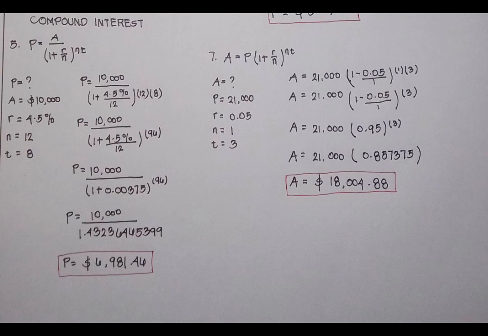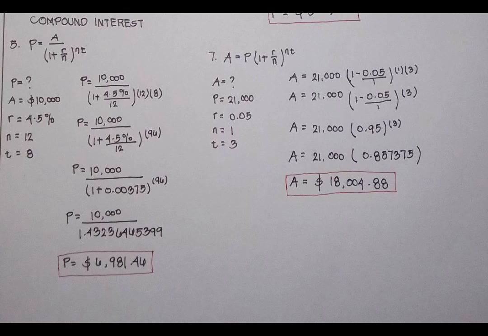0.0035, and 12 times 8 is equals to 96. That is the power first. So P is equals to 10,000 divided by 1.43236465399 is equals to P, 6,981.46 US dollar.